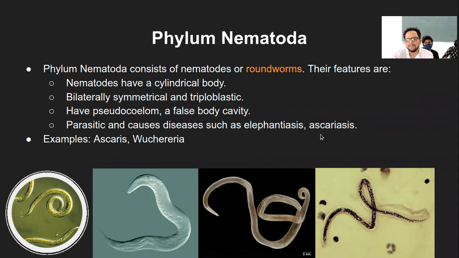Ascariasis is the specific infection by the Ascaris species. If you look at this green background picture, that is the Ascaris species, and you can also see some parts of the internal body structure. I don't know which one is the head. Most likely this one looks like the head and this one looks like the tail. This is the Wuchereria species. I don't know how to explain it more than the body color, but it is an example of a roundworm.